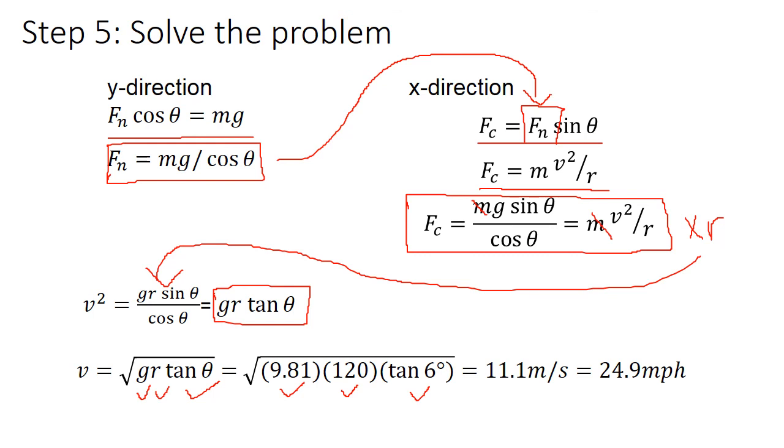So now if you plug this into a calculator, you will get the value of 11.1 with the units of meters per second. Now if we were to express this value in miles per hour, we would get 24.9 miles per hour.